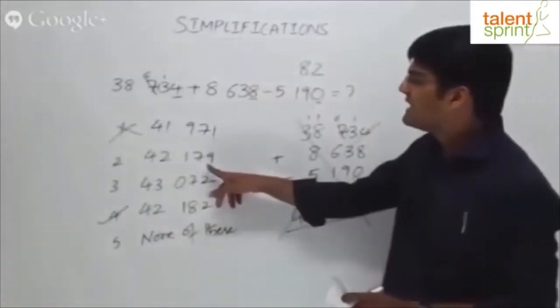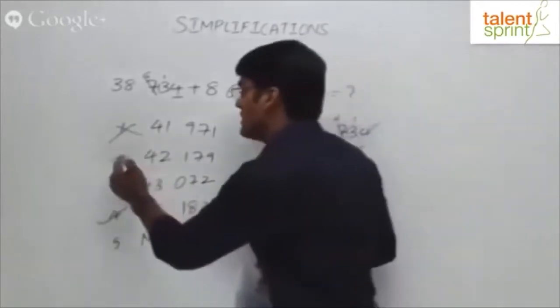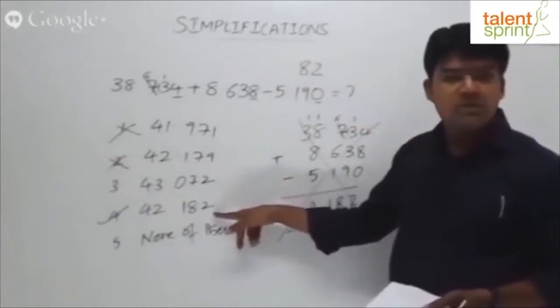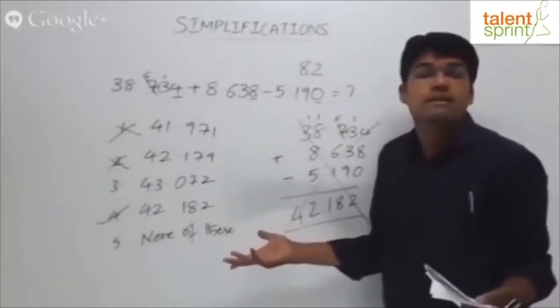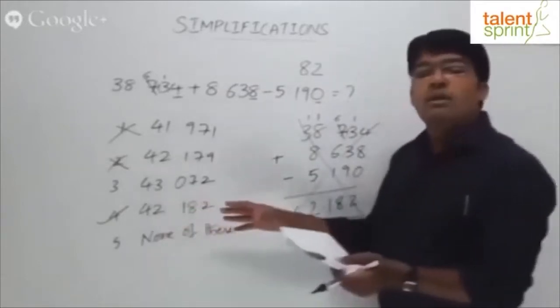Second option ends with 9. Is it the possible answer? No. I very well know that the answer has to end with 2. So even this is ruled out. The third option ends with 2. Possible. Fourth option ends with 2. Possible. Fifth option, none of this. Maybe that's the correct answer. Right? But here, because the fifth option is none of this, we may not be able to directly mark the answer.